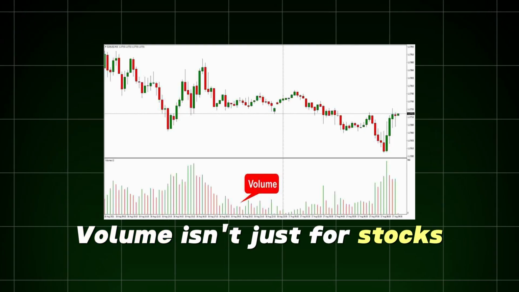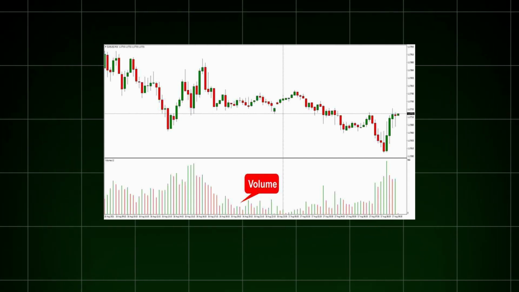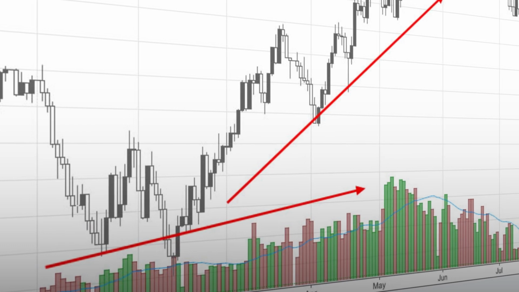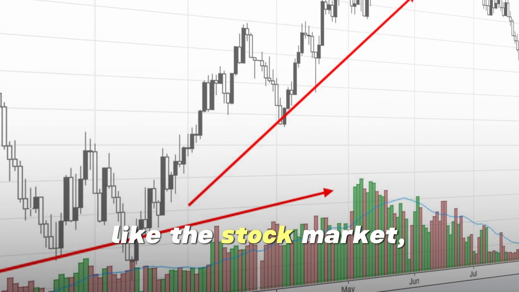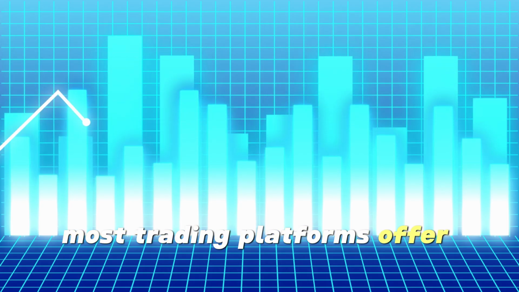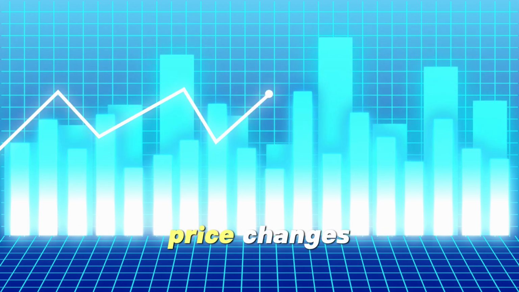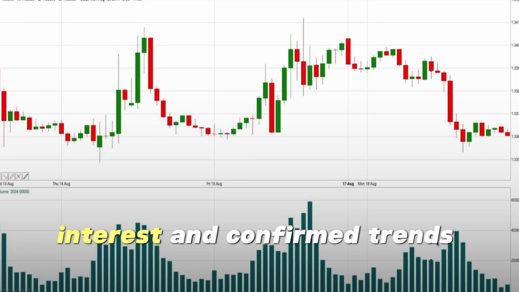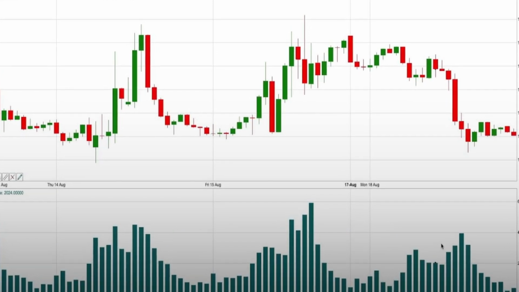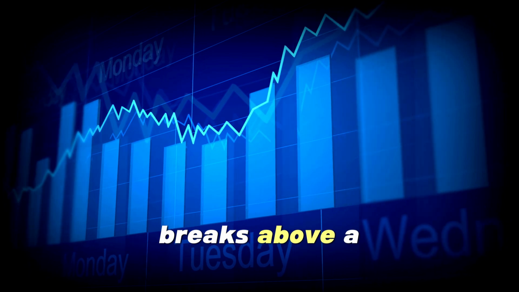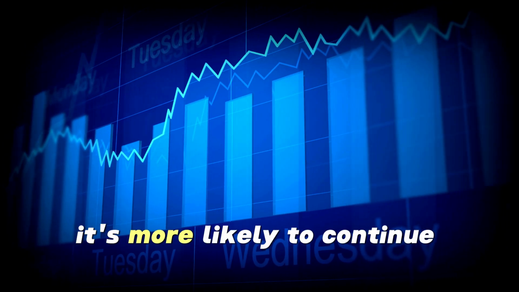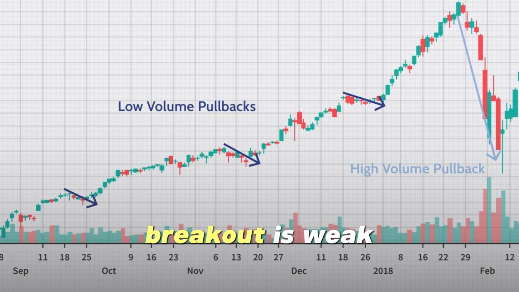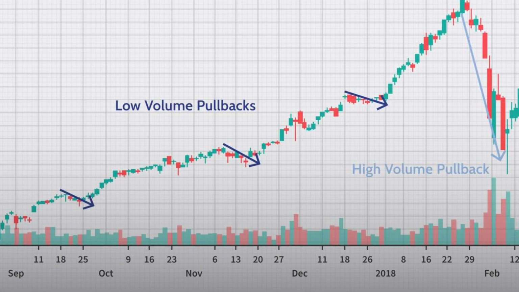Volume isn't just for stocks, it's a valuable tool in Forex too. Volume shows how much trading activity is happening at any given time. While Forex doesn't have a central exchange like the stock market, most trading platforms offer tick volume, which measures the number of price changes during a time period. High volume often signals strong market interest and confirmed trends or breakouts. For example, if the price breaks above a resistance level with high volume, it's more likely to continue rising. On the other hand, low volume might mean the breakout is weak, and the price could fall back.